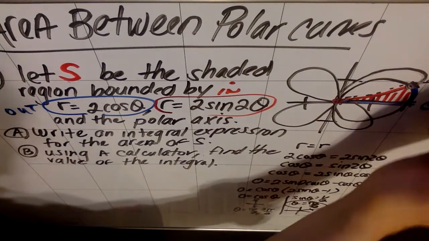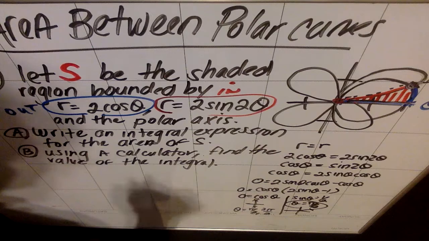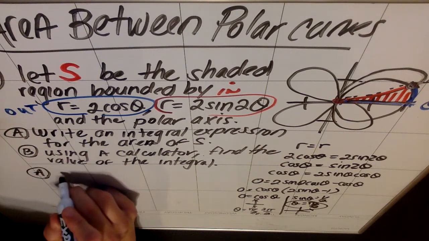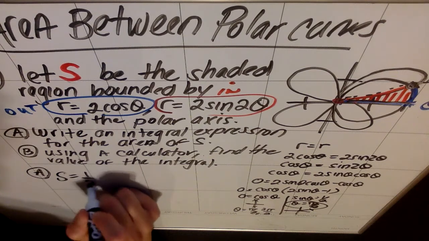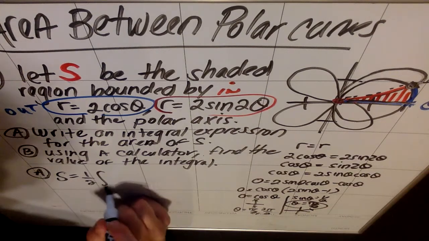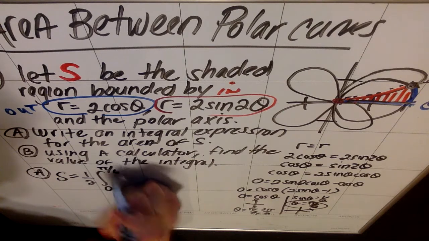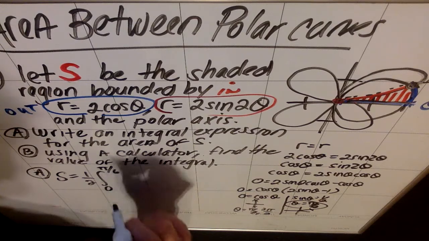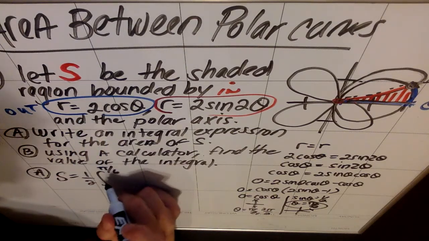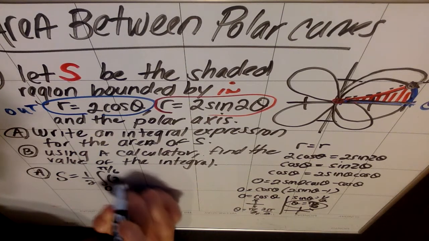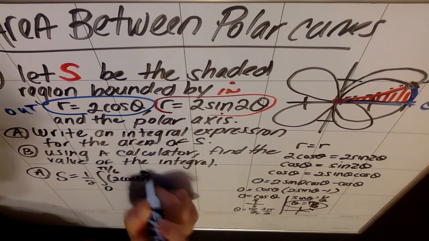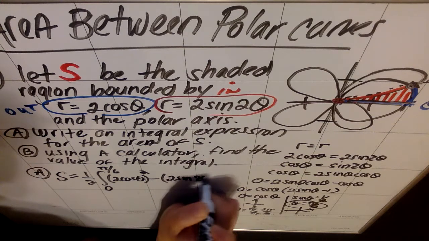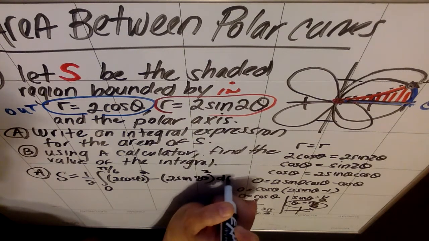So it turns out that my bounds are 0 and pi over 6. So to do part A, what I need to know is that the area of S is going to be 1/2 the integral from the first bound, which is 0, to the ending bound, which we established was pi over 6, of the bigger, outer r squared, which is going to be 2 cosine theta quantity squared, minus the entirety of the small r, which is 2 sine 2 theta whole quantity squared, with respect to theta, and that's great.